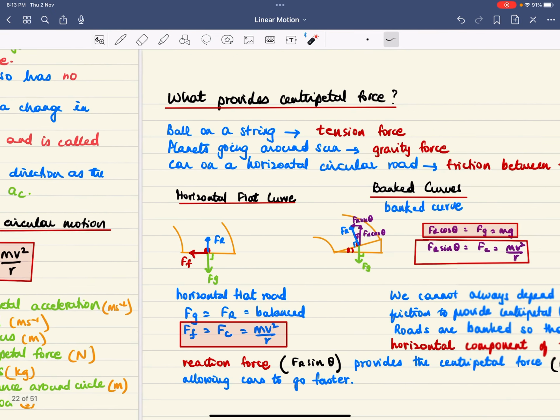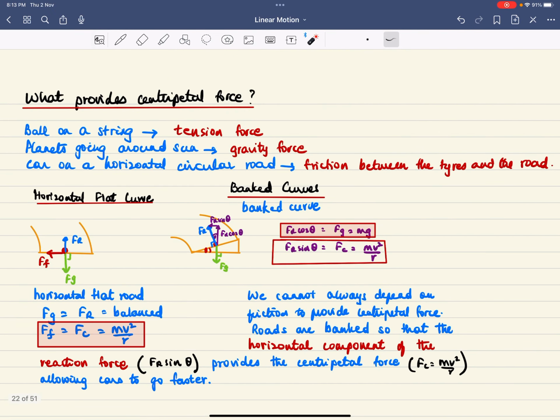And over here, what is it that provides centripetal force? So if it's a ball on a string, it is the tension force. If it's planets going around the sun, you've got gravity force. And if it's a car on a horizontal road, it's the friction between the tires and the road. So when you have a horizontal flat curve, that's where you have all the forces that are acting on something that's moving on a circular path horizontally.